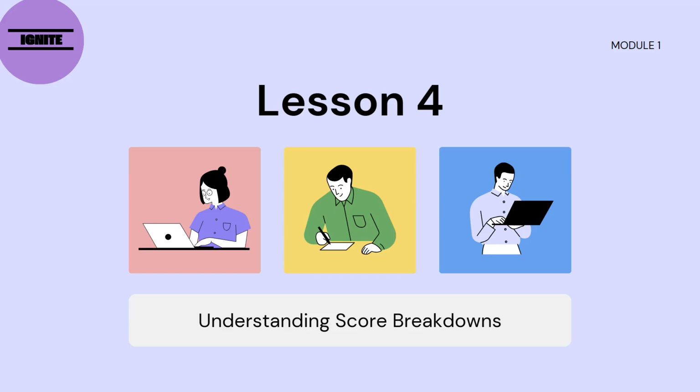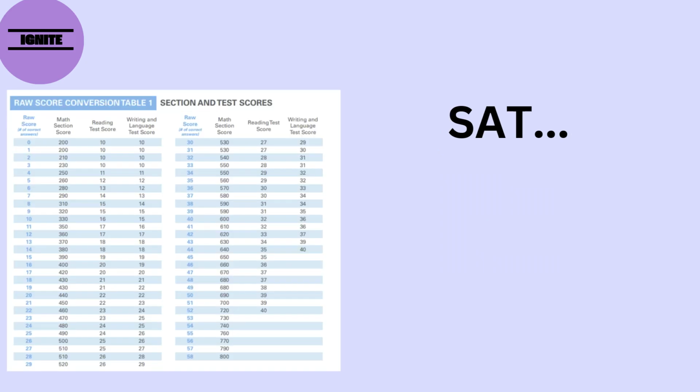Today we'll be covering Lesson 4 of Module 1, Understanding Score Breakdowns. Now, on the SAT, we have a score breakdown that kind of looks something like this. This is a raw score conversion table. As you can see below, it contains our section scores and their corresponding test scores.